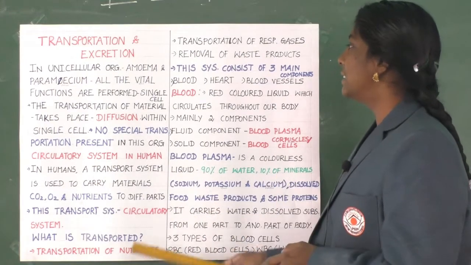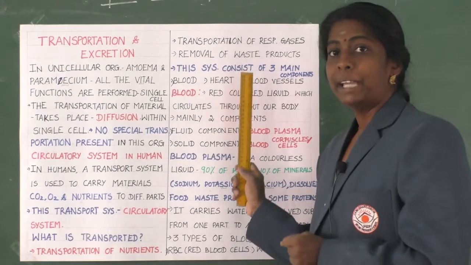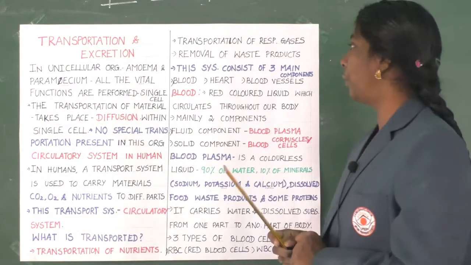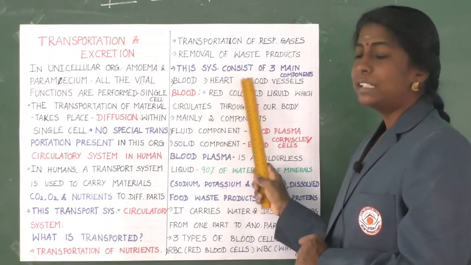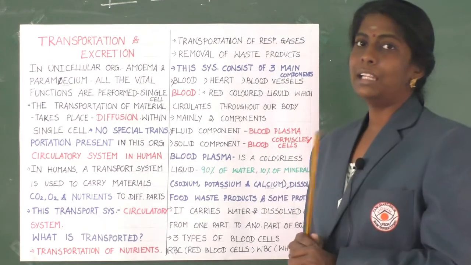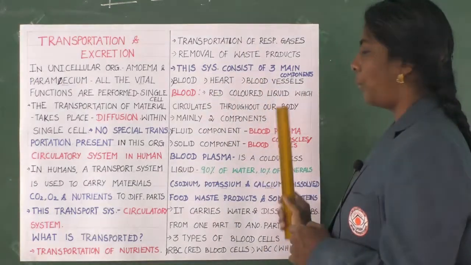Then this system, that is circulatory system, consists mainly of three different components. How many? Three different components. So, what are the components? Blood, heart and blood vessels. Clear? So, let us learn one by one.